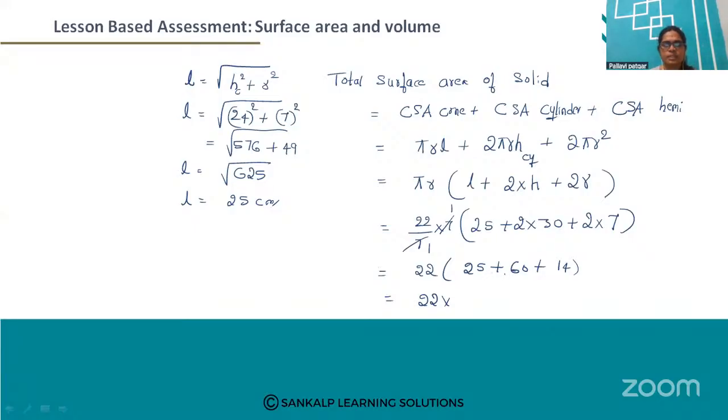So this is equal to 22 into 25 plus 60 plus 14, which is 99. So 22 into 99 is equal to 2178 centimeter square. This is the total surface area of the solid. So now calculate the cost of the painting.